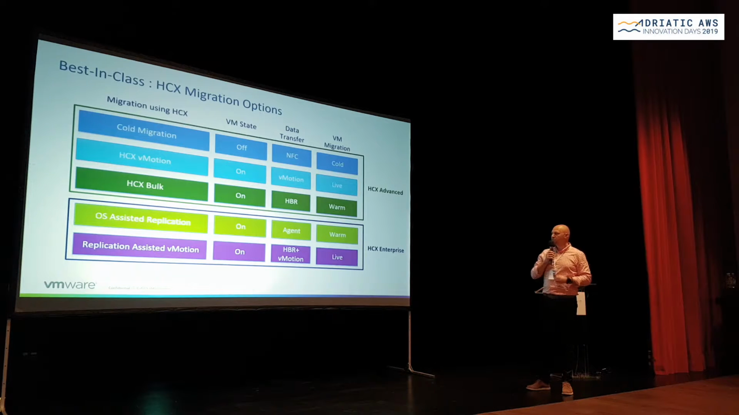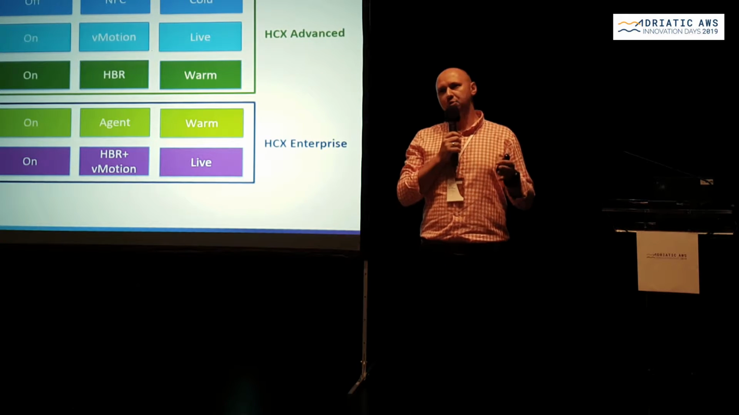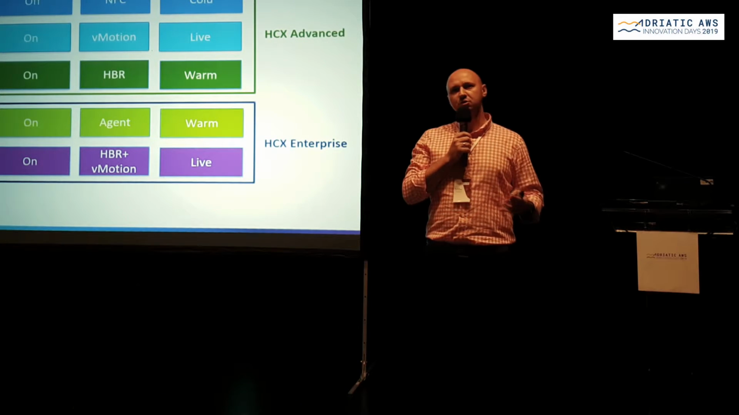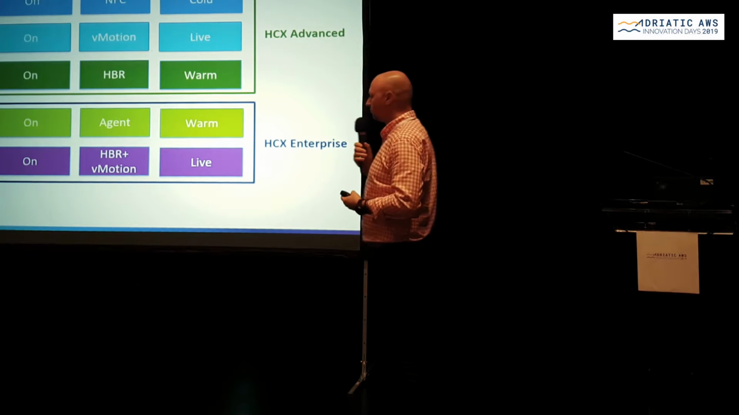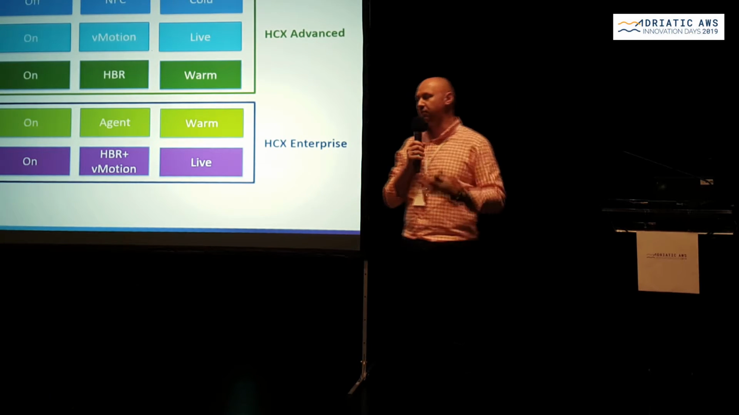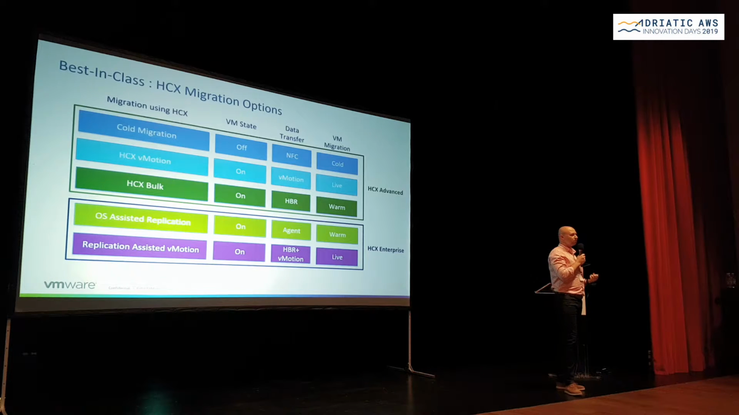HCX bulk is an option to combine vMotion together with replication. With HCX bulk, we are creating snapshots of the VMs and then replicating those snapshots to our DR or remote site or VMC, whatever, and then we are powering on the virtual machine on that side.